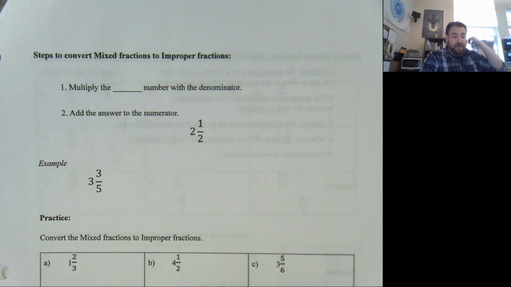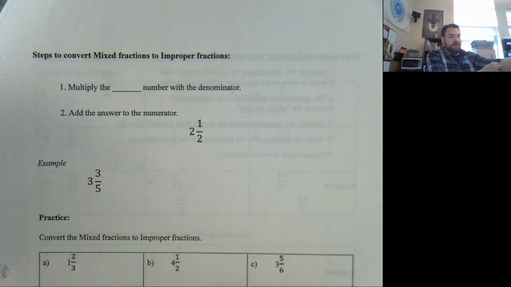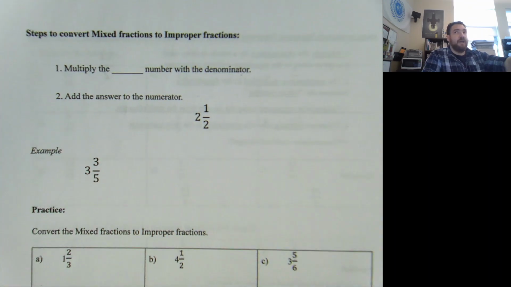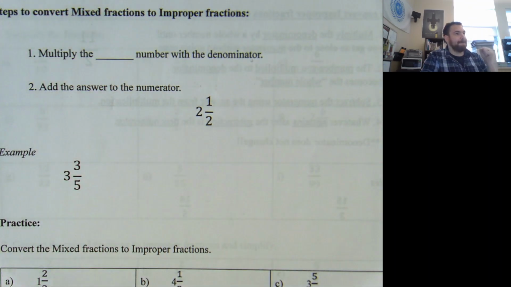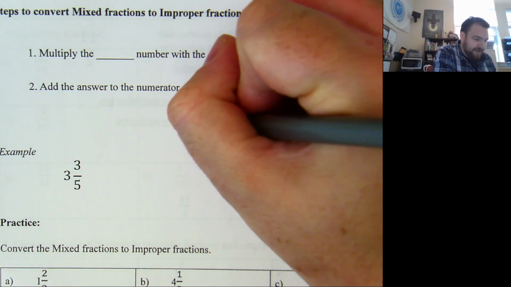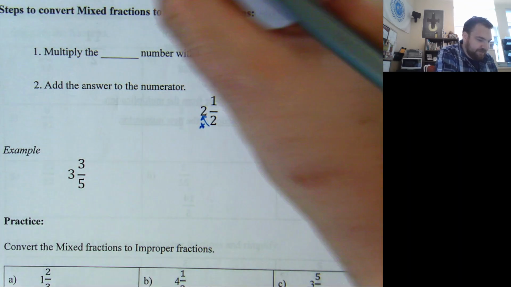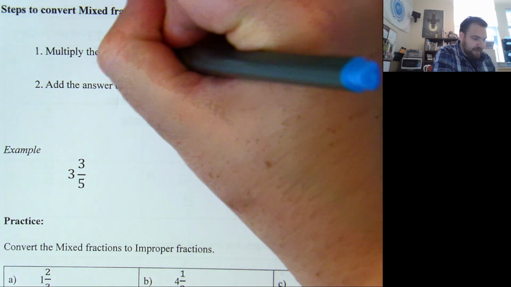There's not a lot to do here. To go from mixed to improper, we want to make sure to do the following. What do you remember? How do I convert from mixed to improper? Multiply the whole number by the denominator. So I'm going to take these two and multiply them together. Multiply the whole by the denominator.